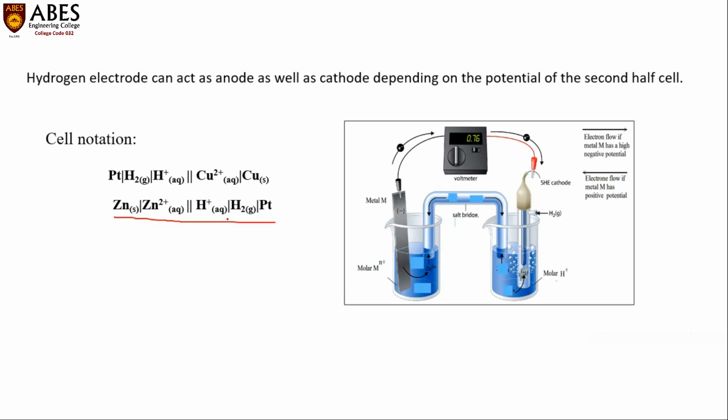Similarly, we can use this hydrogen electrode on the anode side. Suppose we have a copper electrode. We know copper has the ability to accept electrons because it is an electron-deficient species. So in this case, the hydrogen electrode will work on the anode side, and here oxidation will take place. So with the help of a voltmeter, we can calculate the value of this complete cell, because we know that in both conditions, oxidation as well as reduction, the electrode potential value of hydrogen is always zero.